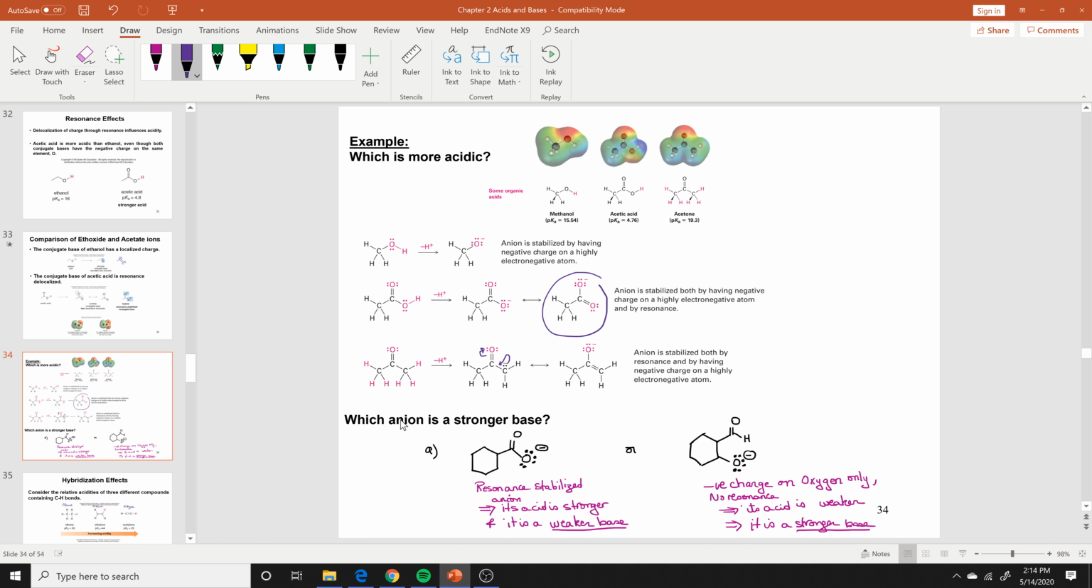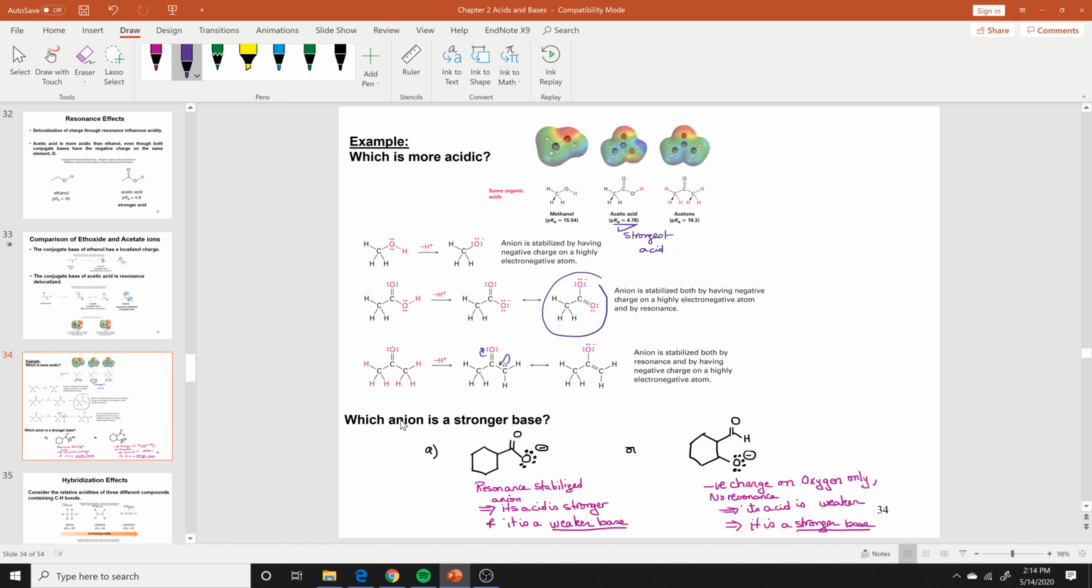Because this stable conjugate base has the negative charge on two electronegative elements. So this is why acetic acid is going to be the strongest acid. See, its pKa is the lowest. So this is going to be the strongest acid.